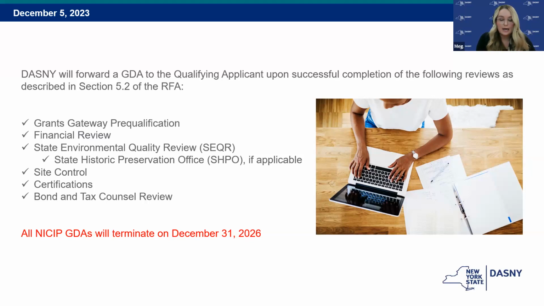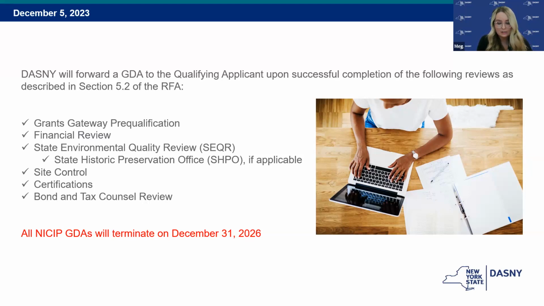DASNY will forward a GDA, or a grant disbursement agreement, to the qualifying applicant once the aforementioned reviews, as applicable, have been completed. The GDA is the contract between the qualifying applicant and DASNY. The qualifying applicant will review and sign the GDA, which will then be forwarded to the applicant's attorney for review. This is all done via DocuSign.